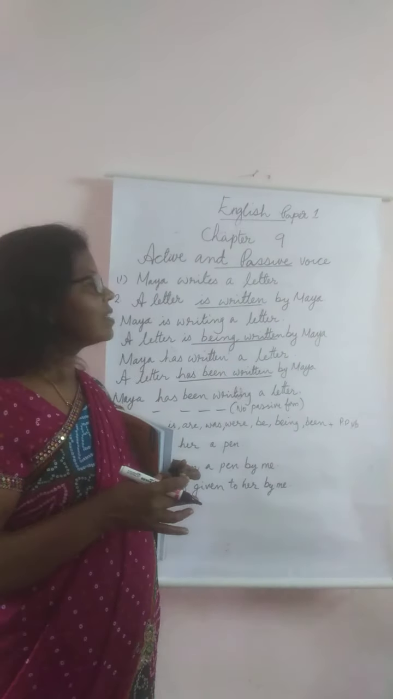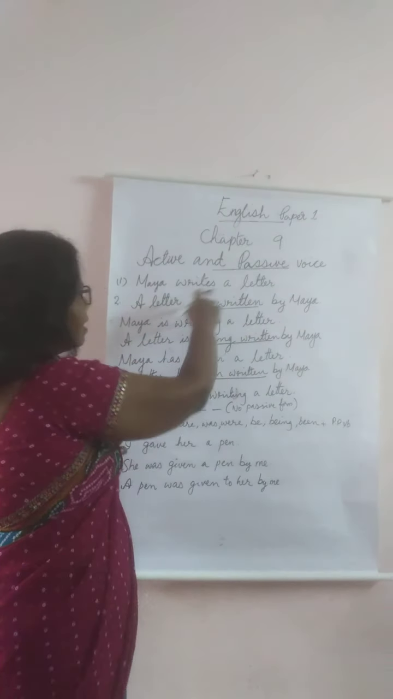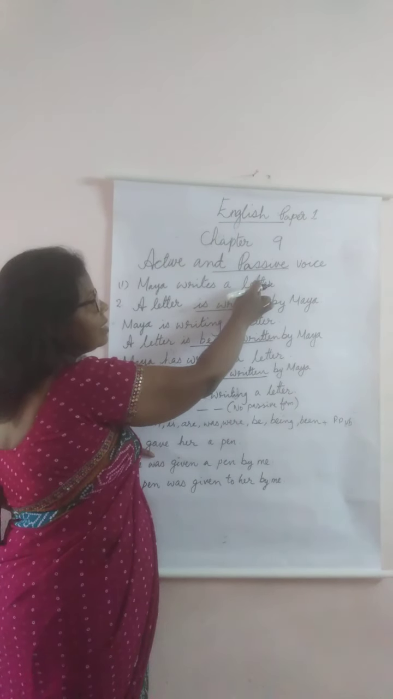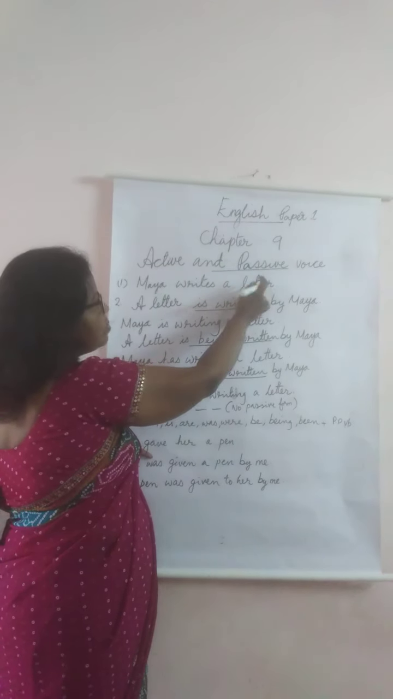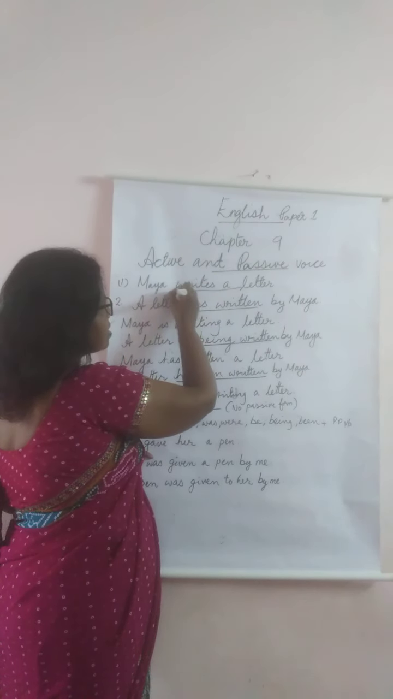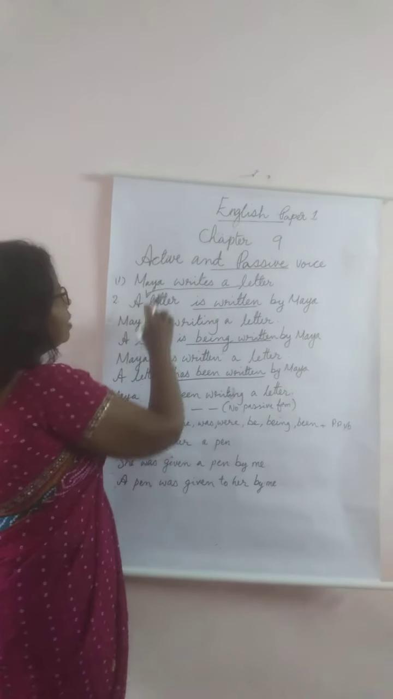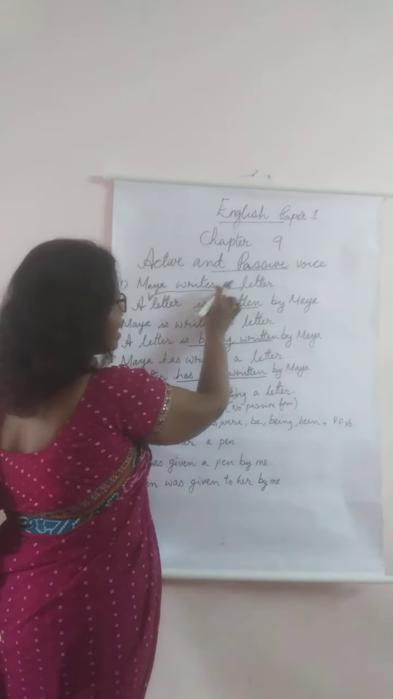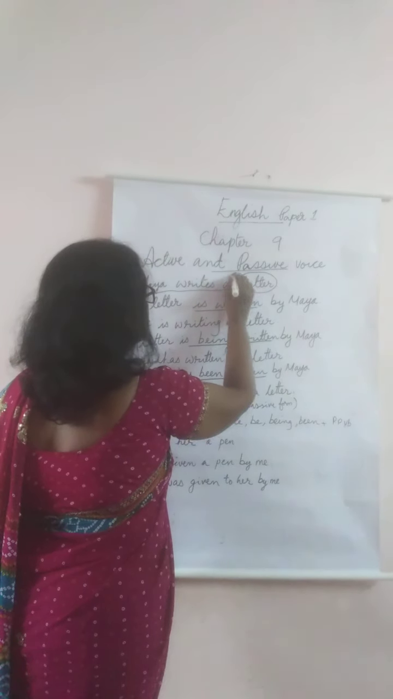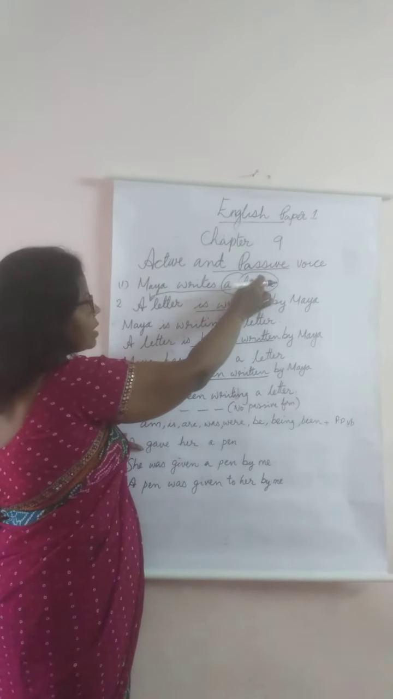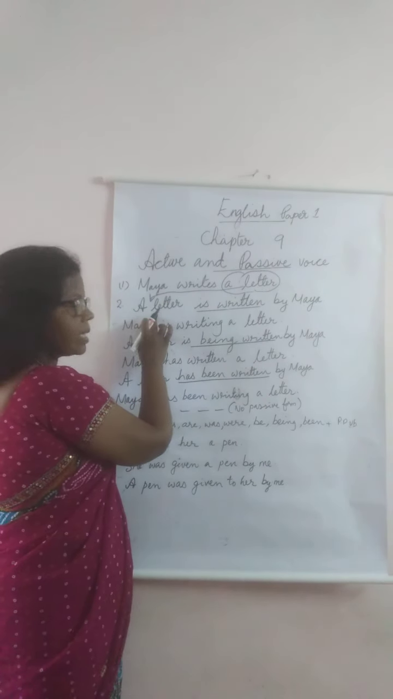Active. So, here, what happened here? See, the object of the active voice becomes the subject of the passive voice. So, see the first sentence, that is an active voice. So, the object here, a letter. A letter, that is object. The object of the active voice became the subject of the passive voice.